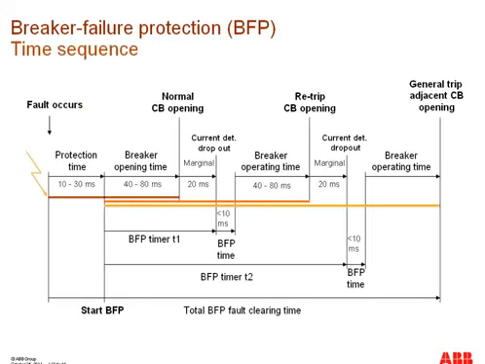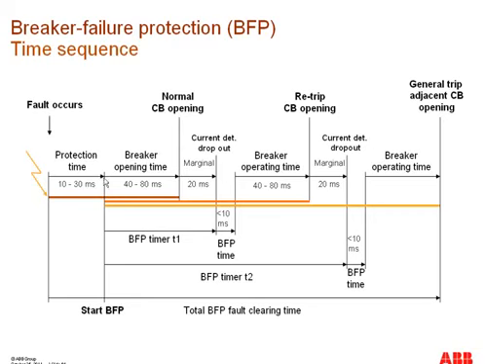This is a typical timing sequence for the breaker failure protection. As you can see, this is the instance in which fault occurs. 10 to 30 milliseconds is the protection time, the time taken by the relay to issue a trip signal.